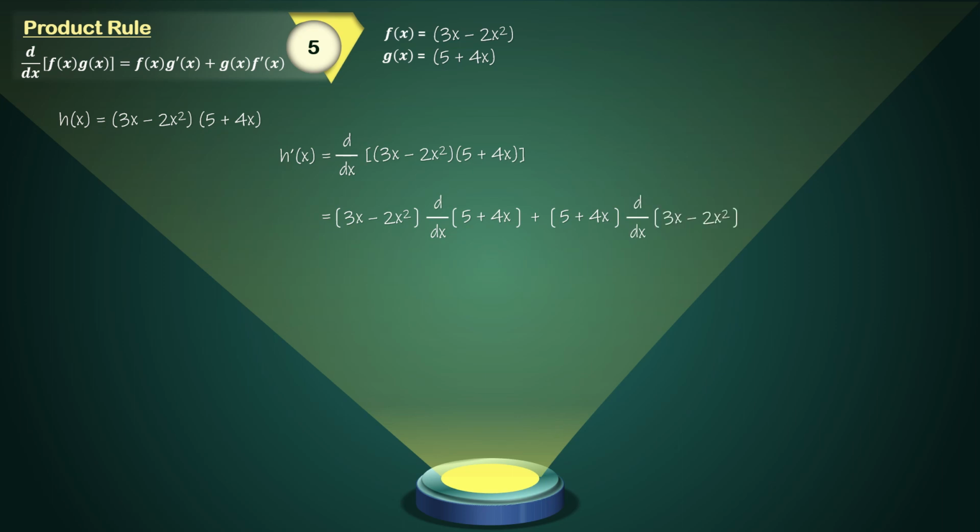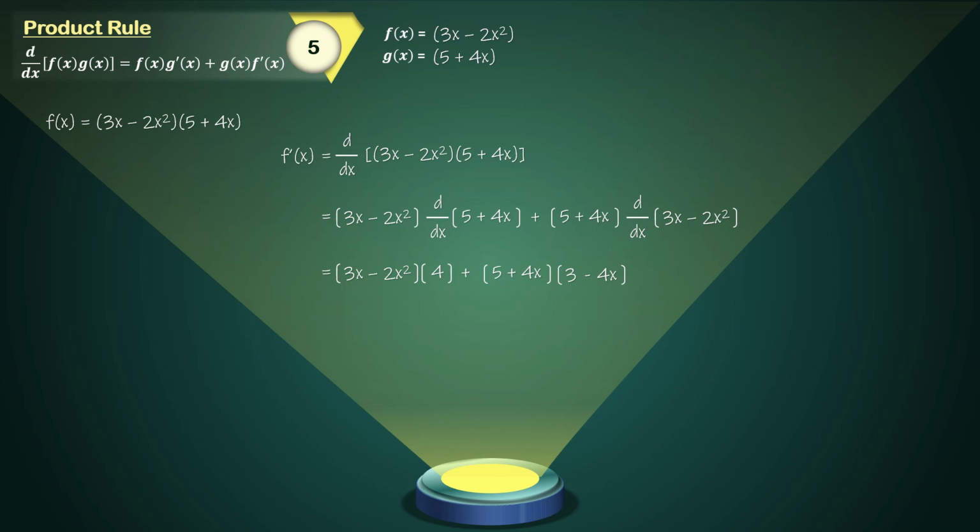Get the derivative of each term. We have 3x minus 2x squared times the derivative of 5, which is 0, plus the derivative of 4x, which is 4, plus 5 plus 4x times the derivative of 3x, which is 3, minus the derivative of 2x squared, which is 4x. Get the sum of 0 and 4, which is 4.